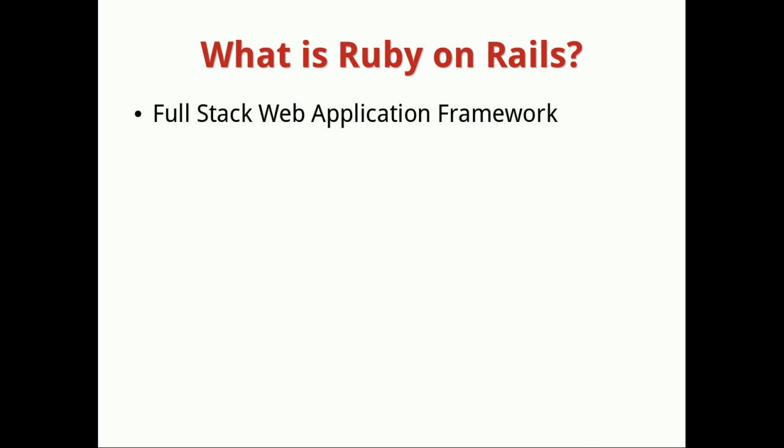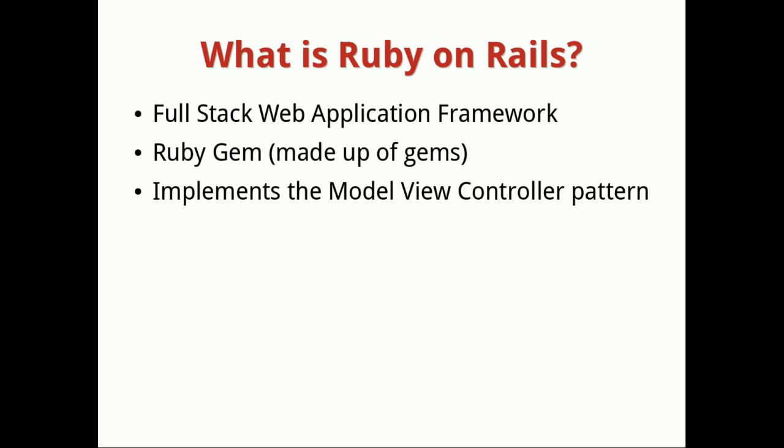Ruby on Rails is a full-stack web application framework, and what this means is that it can handle everything from working with the database or a web service to showing HTML to the user and everything in between. It is a Ruby gem. A Ruby gem is basically a package that you can download and install and run using the Ruby programming language. And in this case, Rails is a gem, which is actually made up of several other gems.